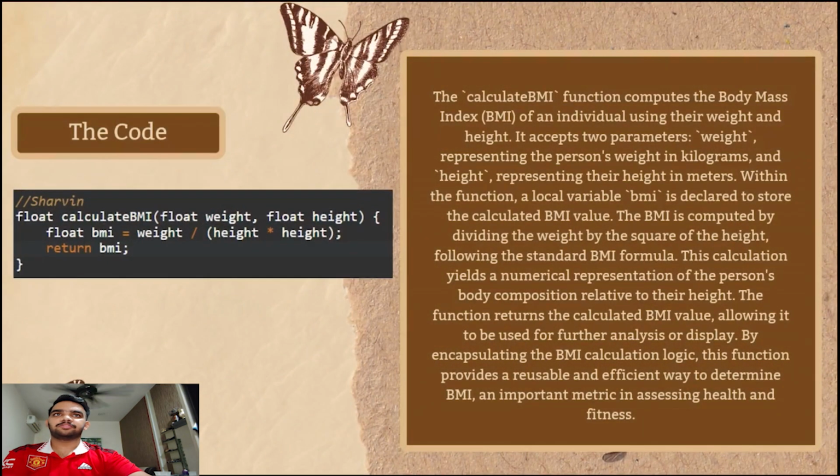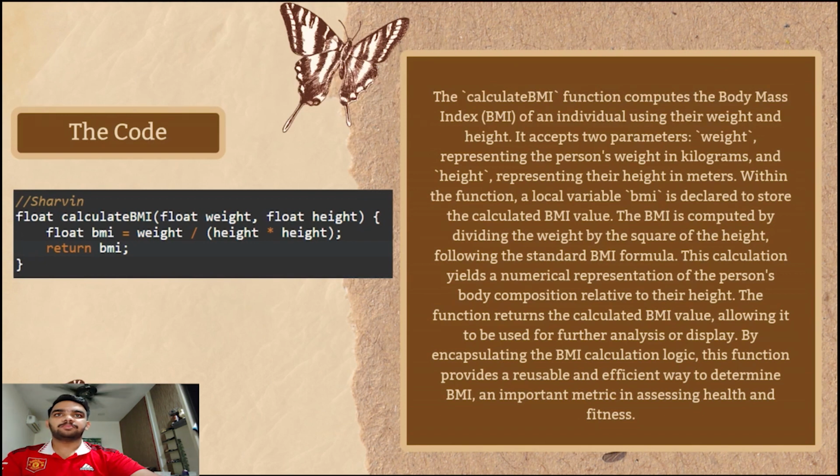Okay, we use several functions. This is our first function. Float calculateBMI, open bracket, float weight and float height, close bracket, open the curly bracket, float BMI equals weight divided by bracket height times height bracket, and it will return the BMI.